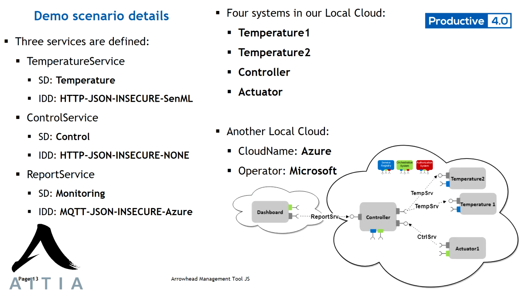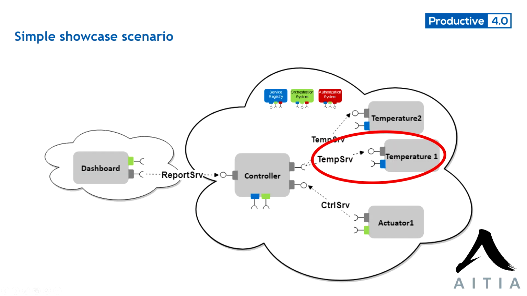There are three services defined: a temperature service, a control service, and a report service. We have four systems in our local cloud: temperature 1, temperature 2, controller, and actuator. Finally, we have another local cloud which has a dashboard service defined. The management tool connects to the backend, which writes into the corresponding databases.